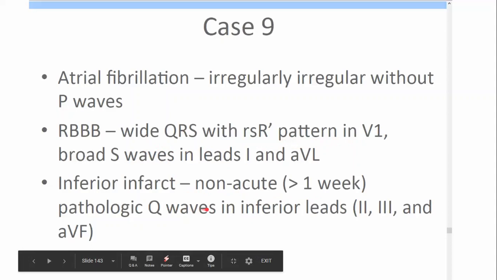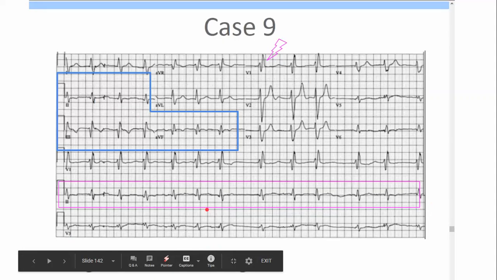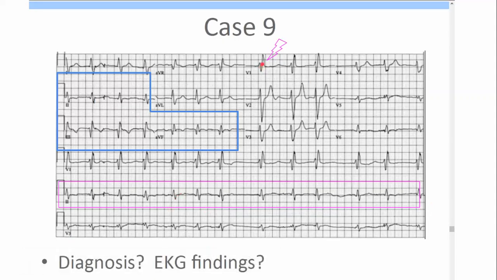So we see pathological Q waves setting up shop in the inferior leads. Again, the R prime pattern that's associated with right bundle branch block, we don't see that pattern in V5 or V6. That's a right bundle. Inferior leads here show these Q waves. Q is greater than 1/3 the height of the R wave. And irregularly irregular, no visible P waves. So we've been able to combine atrial fibrillation, inferior MI, and right bundle branch block into this EKG.